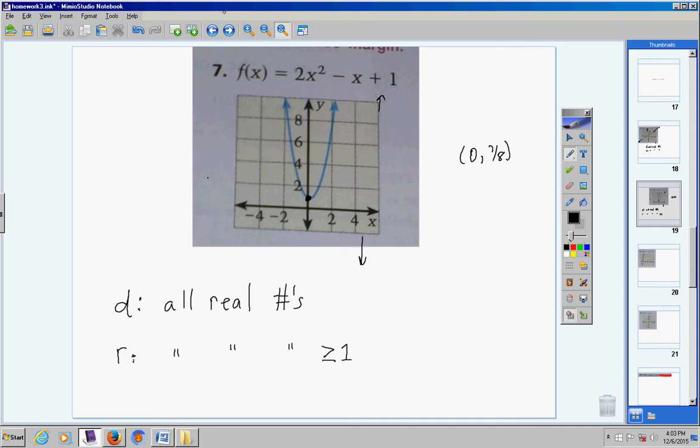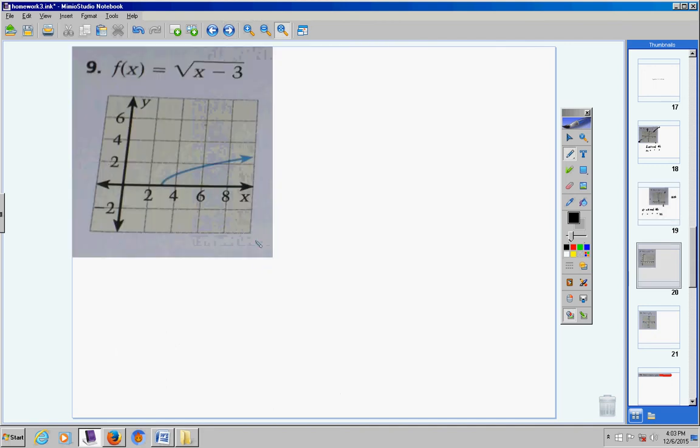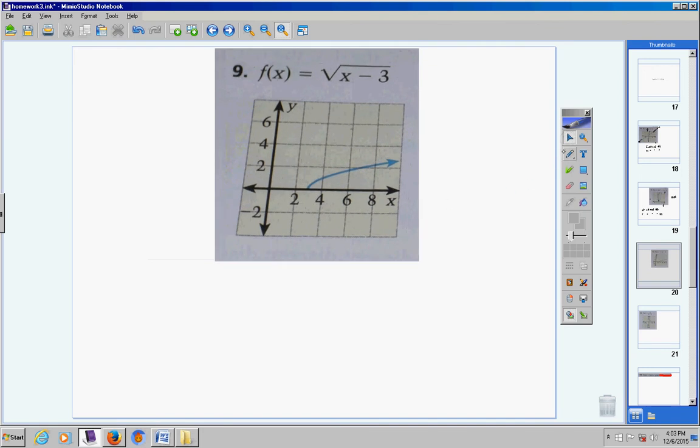Okay, moving on to number 9. Okay, now let's start off with obviously the domain first of all. The domain deals with the x values in relationship to the graph. So we're looking at the left and the right behavior of the graph. Now obviously, it's going to continue on and on to the right.